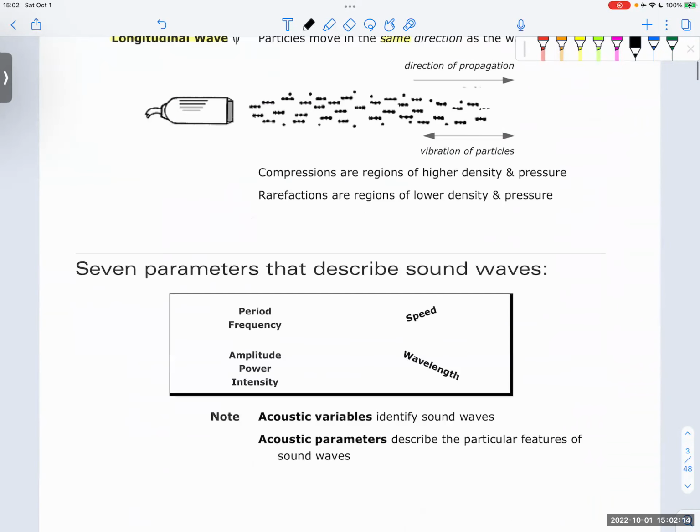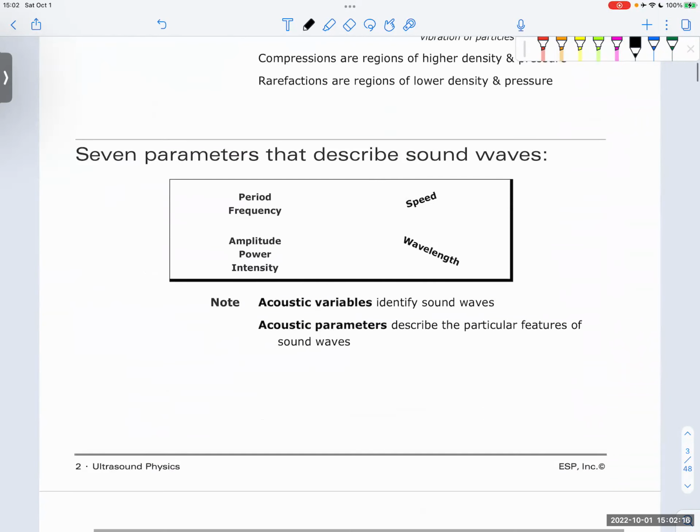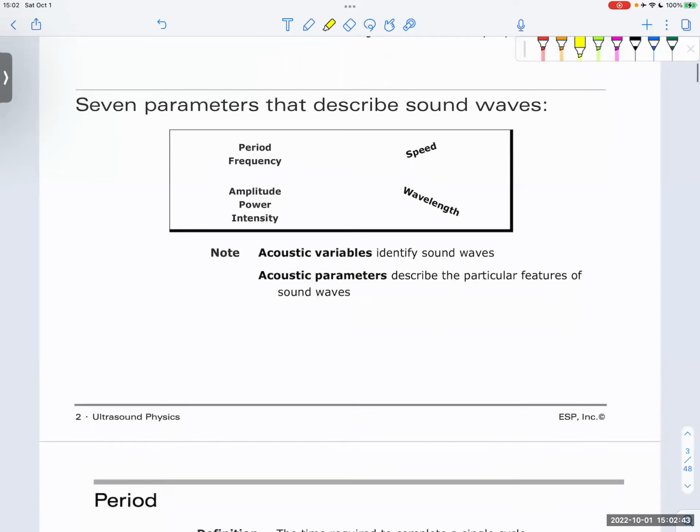Now, to describe the sound wave itself, there are 7 parameters. They are very important. They are related to each other. Our discussion here today will describe the relationship between them. Some of them are directly or inversely related to each other. Some of them are factors that characterize the ultrasound itself, meaning that we cannot change them, and some of them are changed by the sonographer through the machine. So we're going to describe that in our discussion.